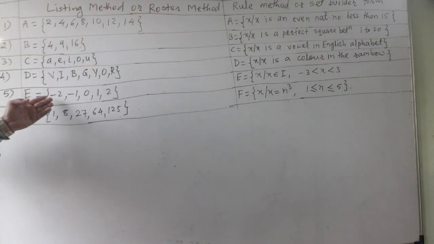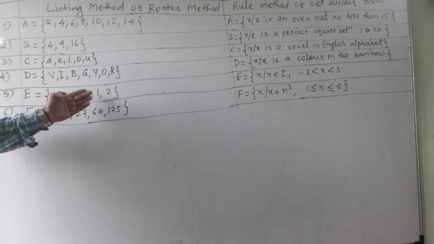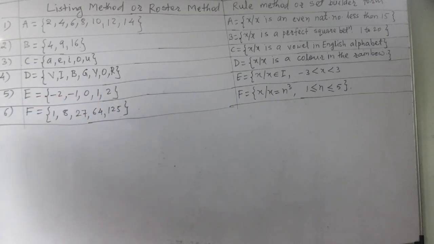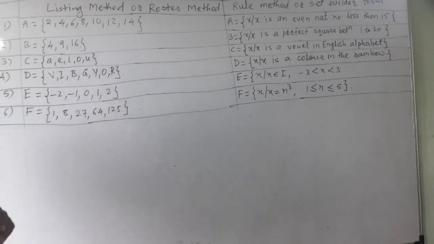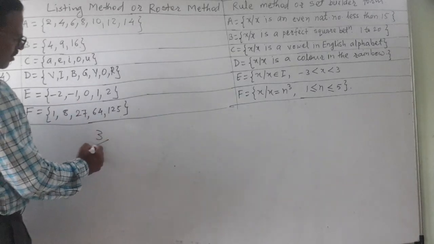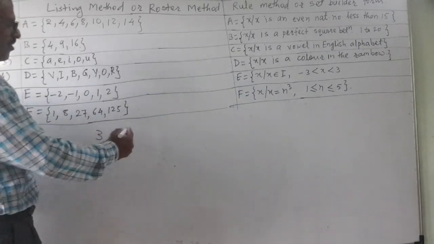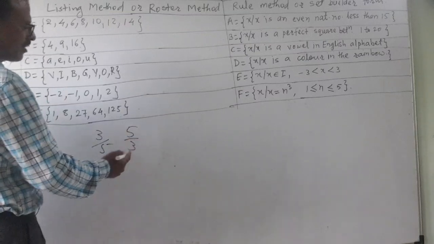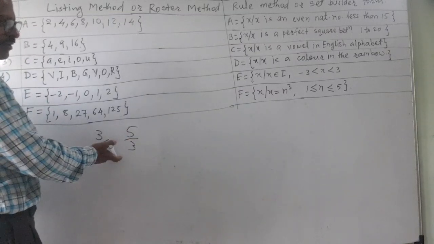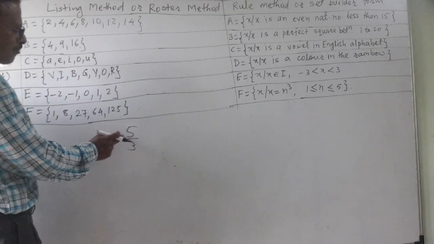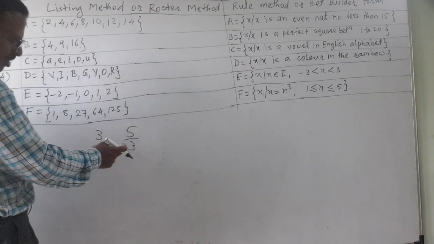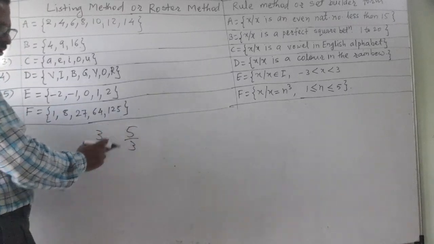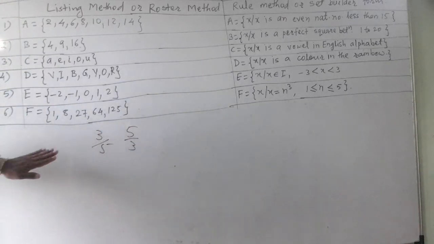Now, E is equal to -2, -1, 0, 1, 2. What are these? These are the integers. Integers means this 3 upon 5. What is this? This is a fraction. 5 upon 3. What is this? This is a fraction, but this is the improper fraction and this is the proper fraction. Improper fraction means denominator is smaller than the numerator. You should know all these things.